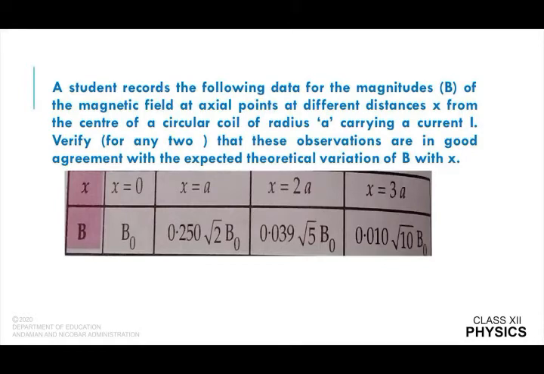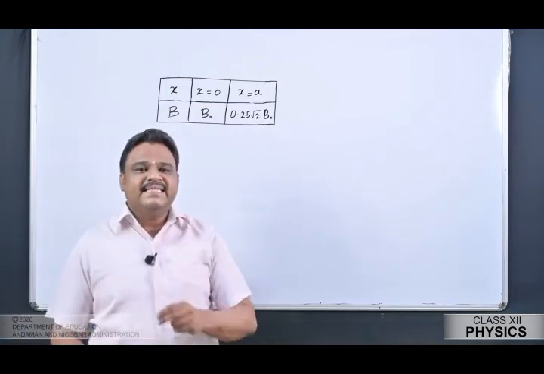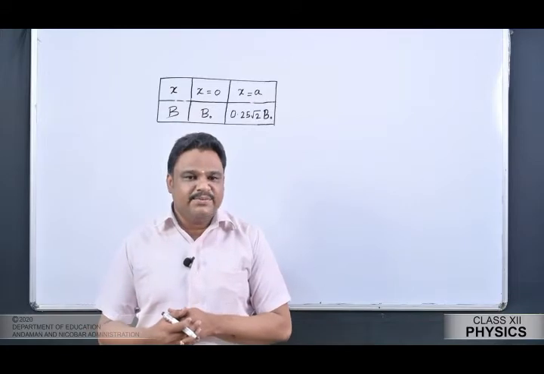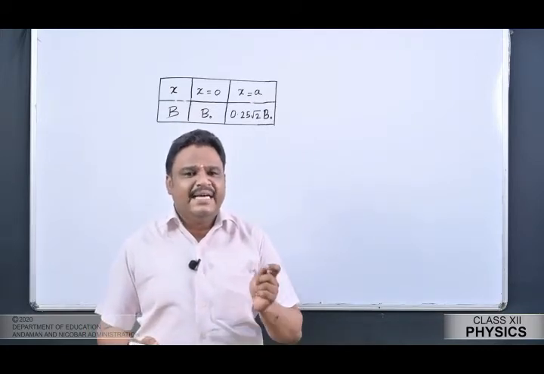So let us start. I'm going to prove for two sets. The remaining sets you can do as a home assignment. So let us get into the question. What does the question say? What about the magnetic field at a point on the axial line?